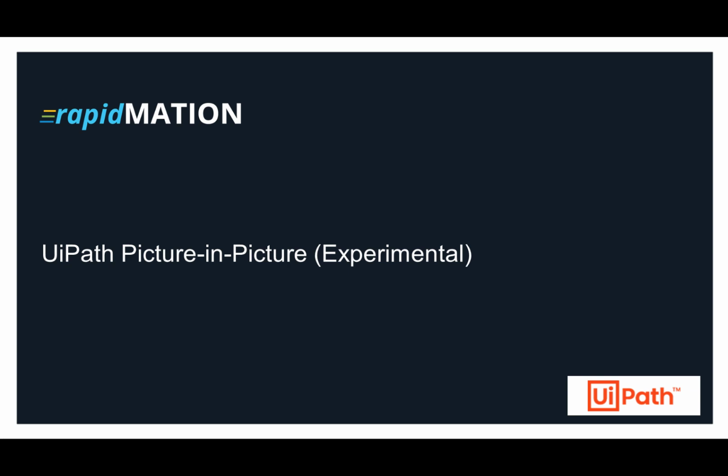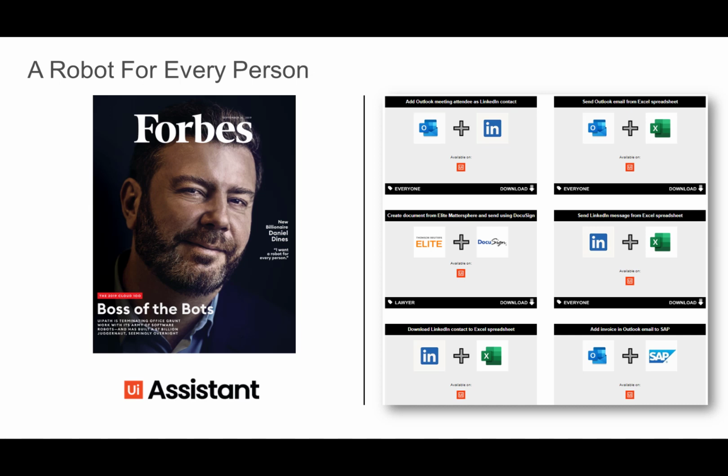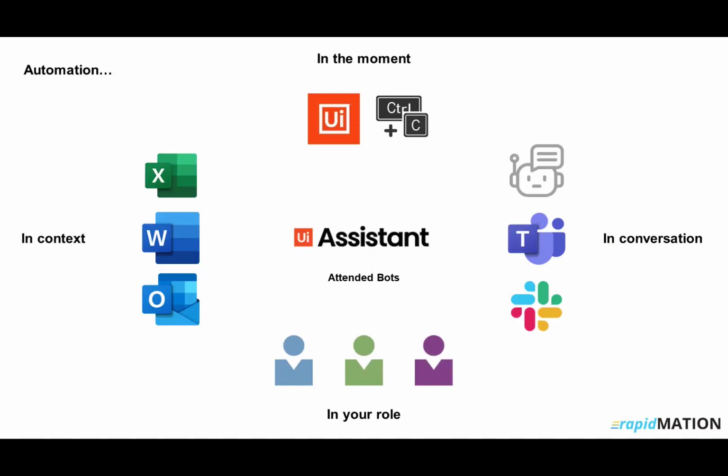So one of the things that we really like about UiPath are the attended bots. Attended bots give us the ability to have automation in context, in the moment, for an individual. A lot of people are familiar with unattended bots, the workhorses of automation, churning through any number of different tasks 24/7 behind the scenes. But here at rapidMATION, we really feel attended bots and a robot for every person strategy is really what's going to take automation to the next level.